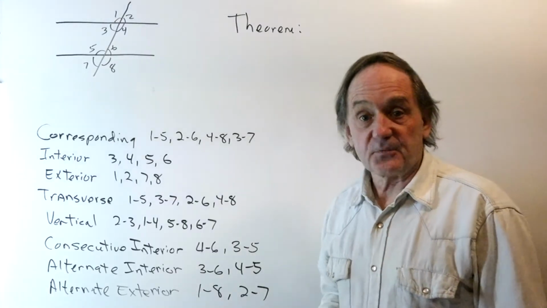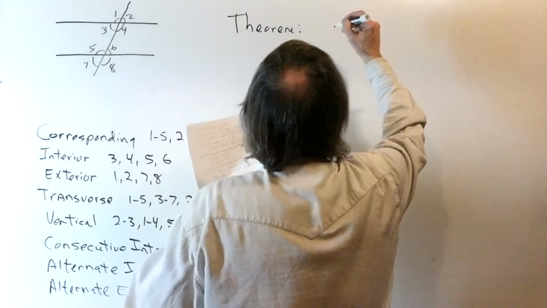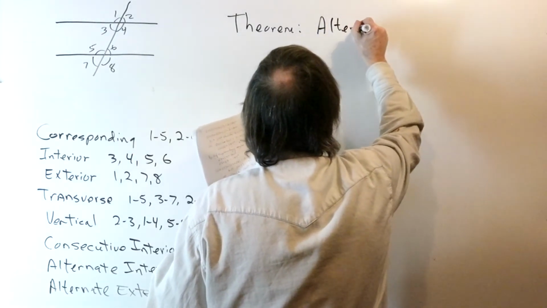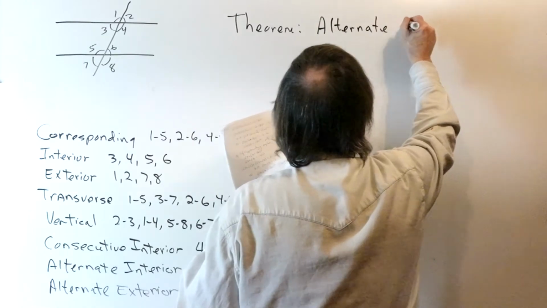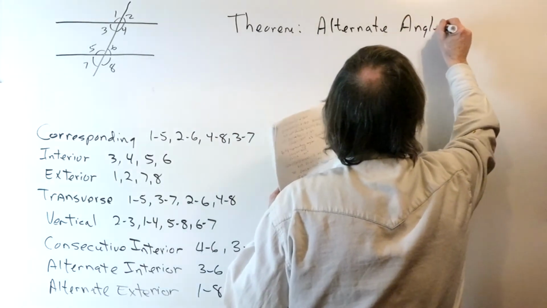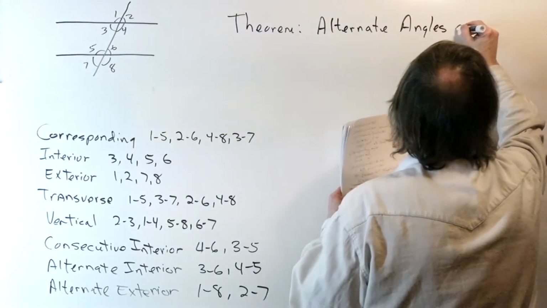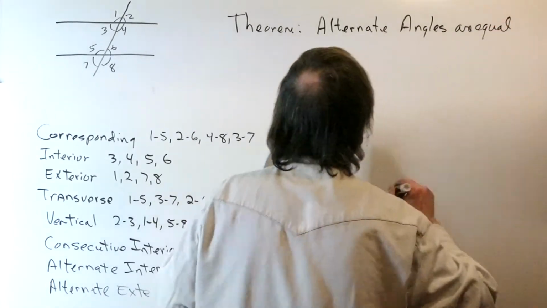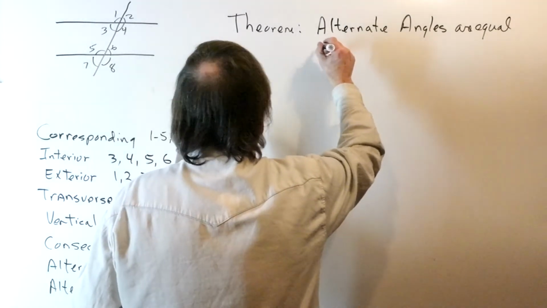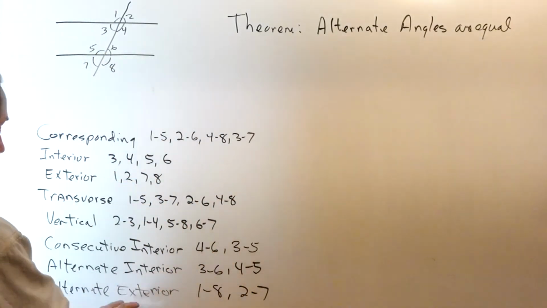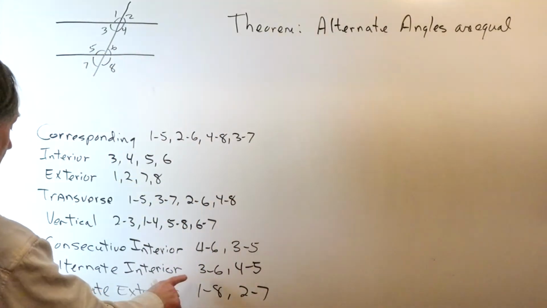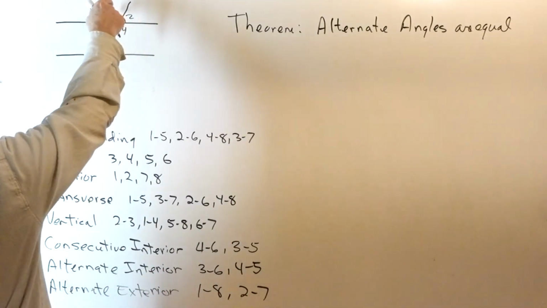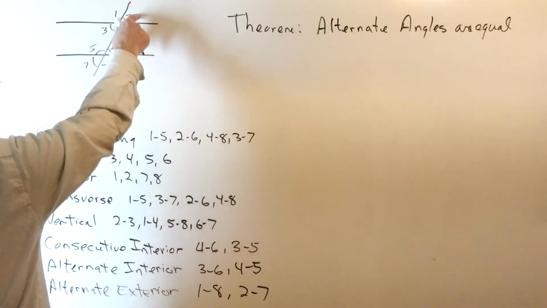All right, now let's prove another theorem. We're going to prove that alternate angles are equal. That is, that we have alternate interior and alternate exterior angles. So the alternate interior are 3 and 6, 4 and 5. Alternate exterior are 1, 8, 2, and 7.